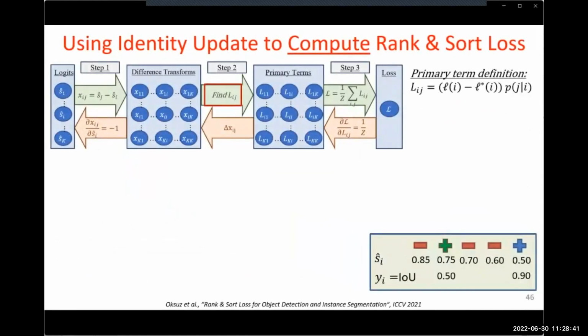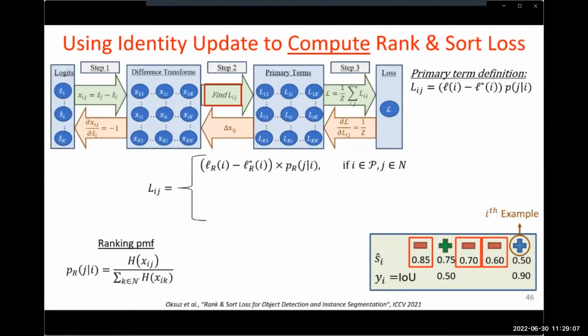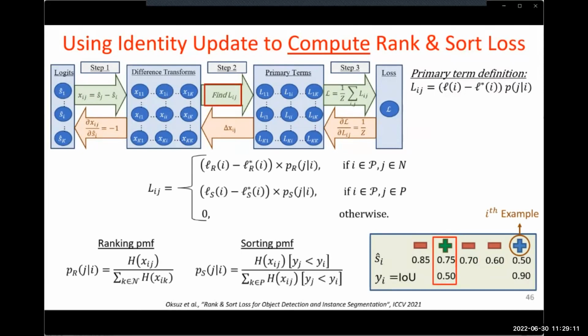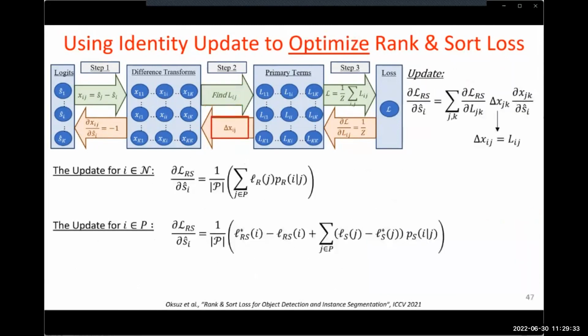As identity update suggests, the primary terms for ranking and sorting are the products of the defined losses on a positive example and the probability mass function. The probability mass functions distribute the error uniformly over other examples, causing the error. More precisely, for positive-negative pairs, the same probability mass function for AP and average LRP losses are adopted. But differently, for positive-positive pairs, the sorting probability mass function distributes error uniformly on positives with larger logits but smaller IOUs. Considering that if there is a sorting error on a positive example, then this is caused by another positive example with larger score but smaller IOU.